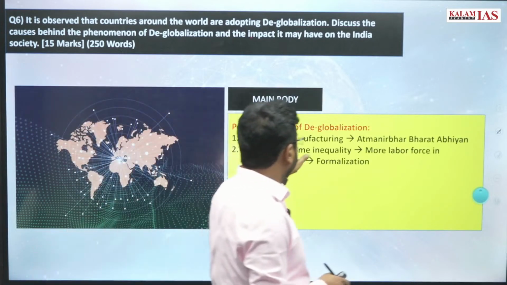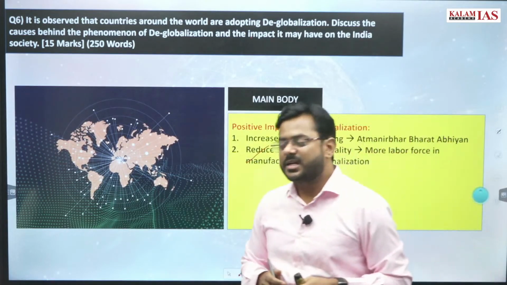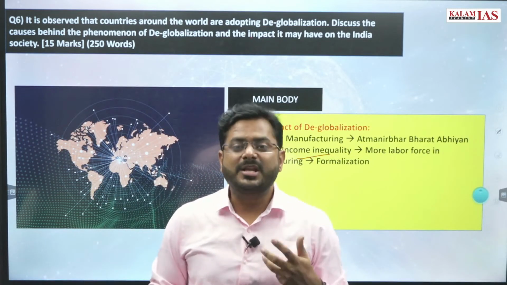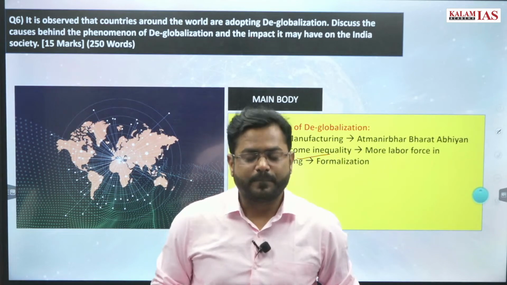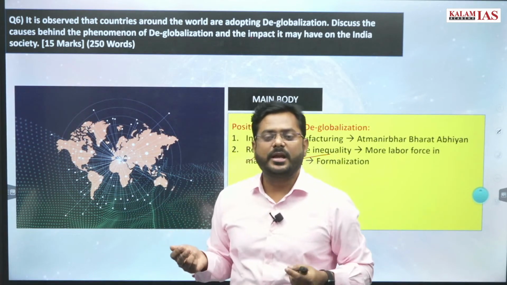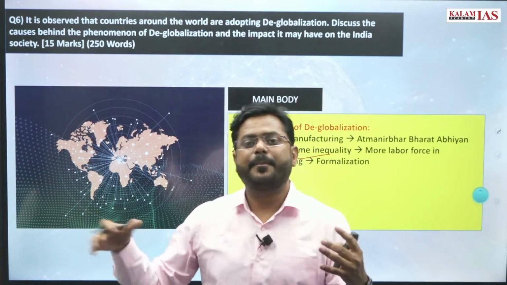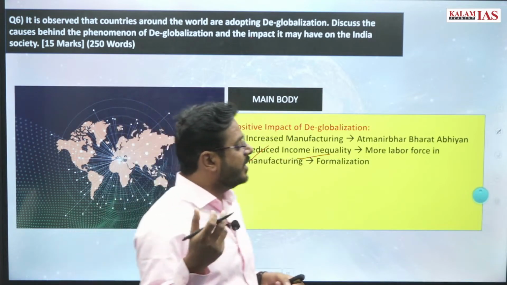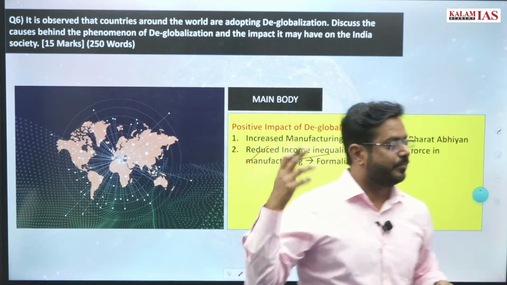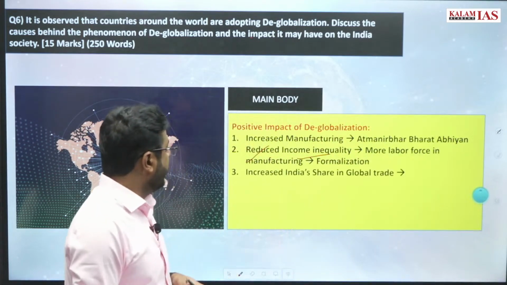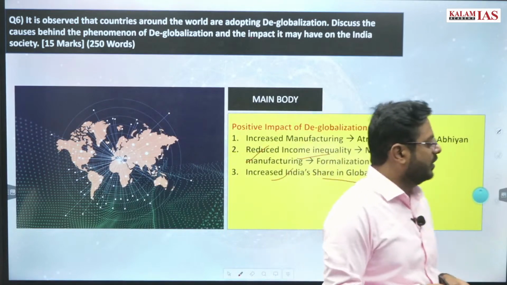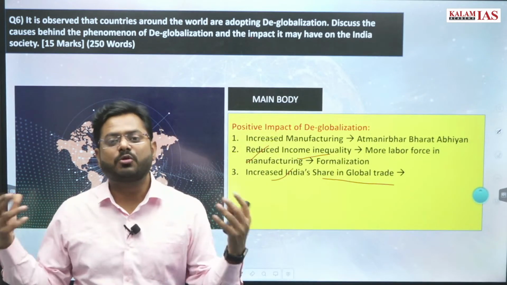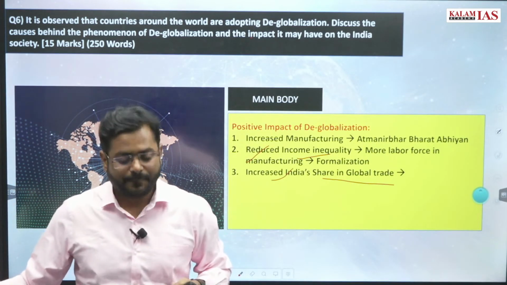Then it can reduce income inequality, because if the manufacturing sector is boosted more, there will be more generation of formal jobs, right? So more formal sector jobs will be created, and when there are more formal sector jobs, then per capita income will increase, and as per capita income increases, there will be a reduction in inequalities. Increase India's share in global trade. So India may produce a larger quantity of goods, right?